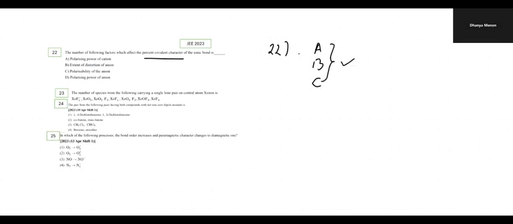Okay. Coming to 23rd, the number of species from the following carrying a single lone pair on the central atom of xenon. So they need only the single lone pair on the xenon atom. So you know how to calculate the lone pair. First you calculate the Z value. So here you don't have to draw the shape, we can quickly calculate the Z value.